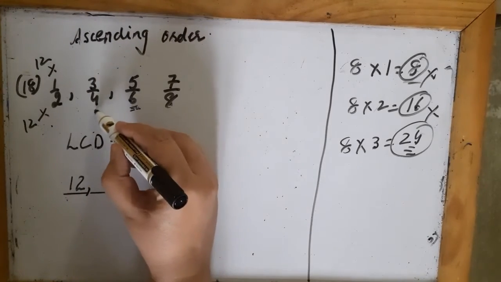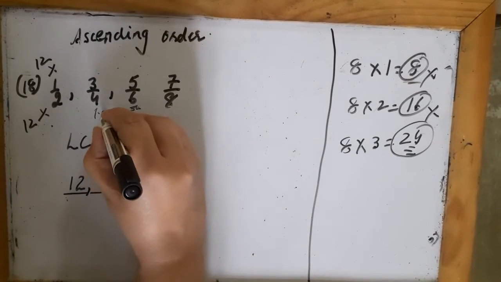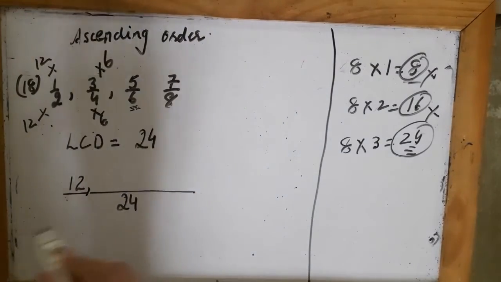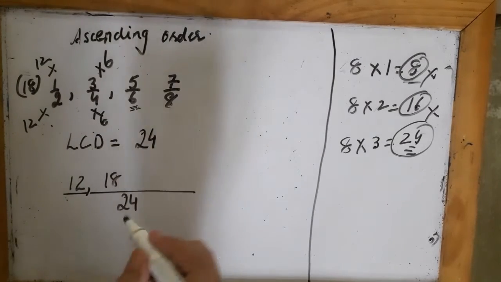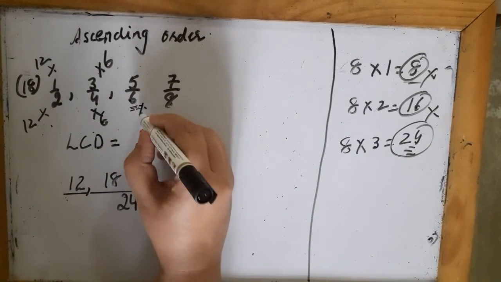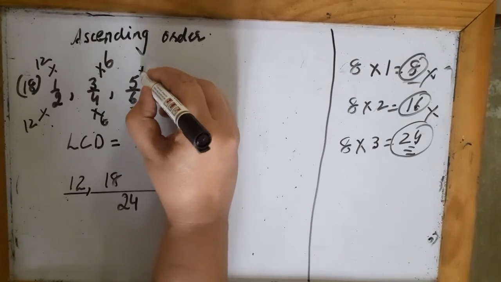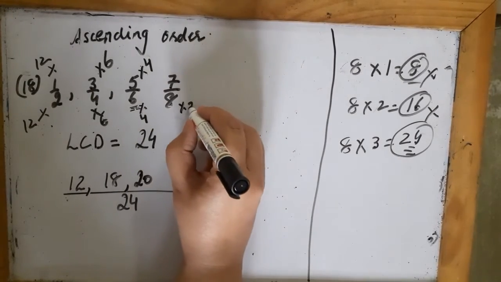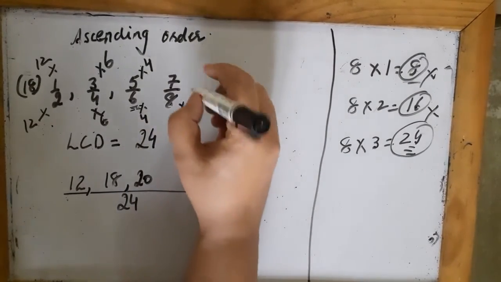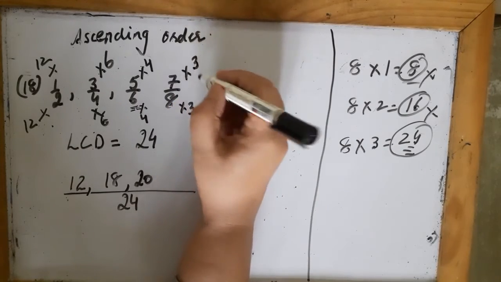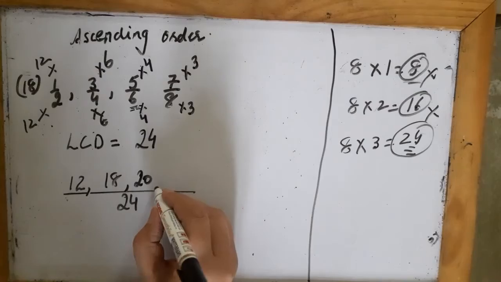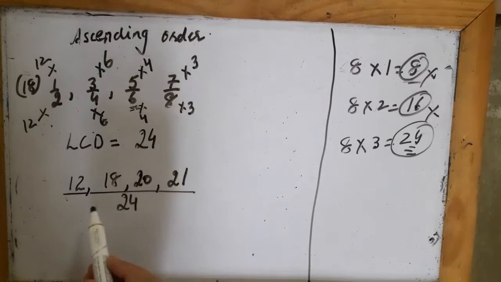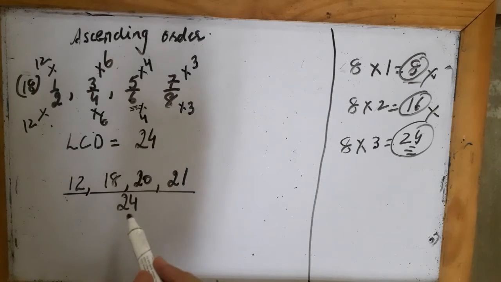Now 4 6s are 24. If I multiply 4 with 6, I will get 24. It means the numerator also I'll multiply with 6. 3 6s are 18. Now 6, if I multiply with 4, 6 4s is 24. Now 5 also I'll multiply with 4. 5 4s will be 20. Now 8, if I multiply with 3, I'll get 24. 8 3s are 24. It means this numerator also I'll multiply with 3. 7 3s are 21. So these are the new numerators I have got, and all the fractions have the same denominator 24.